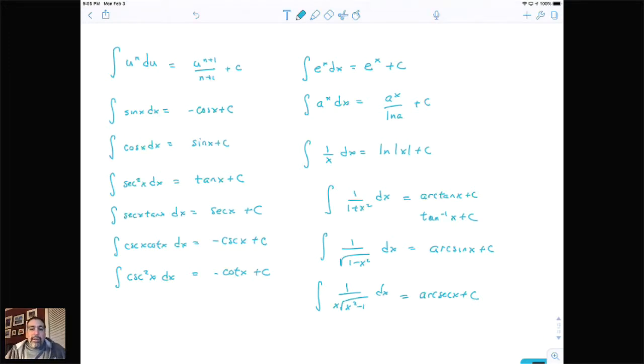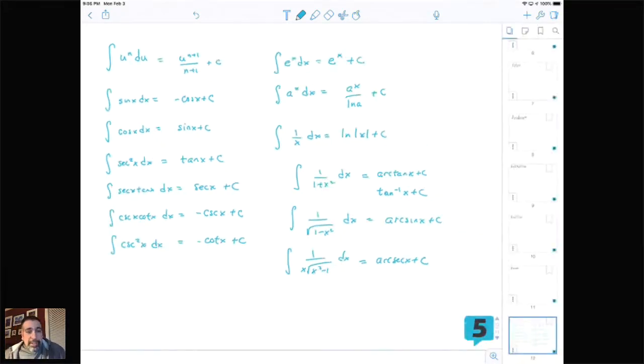So these are the basic integrals you're responsible for on the AB Calculus exam. Our job of integrating is really to make our integrals look like one of these 13. These are the 13 integrals that we're going to know how to do. So everything else is just manipulation to try to get the integrals to look precisely like one of these 13.